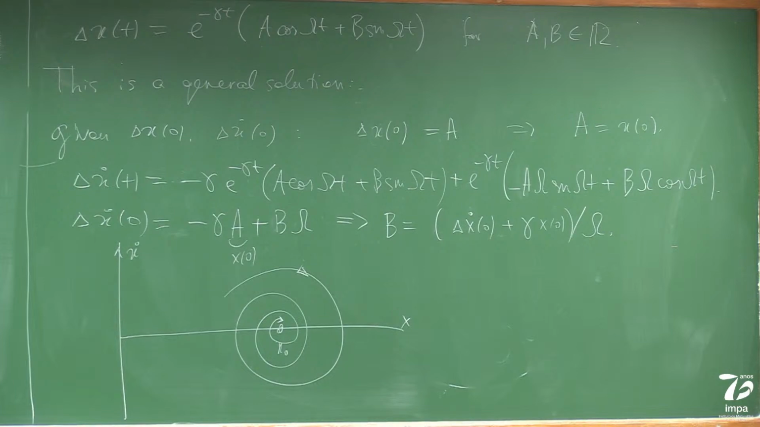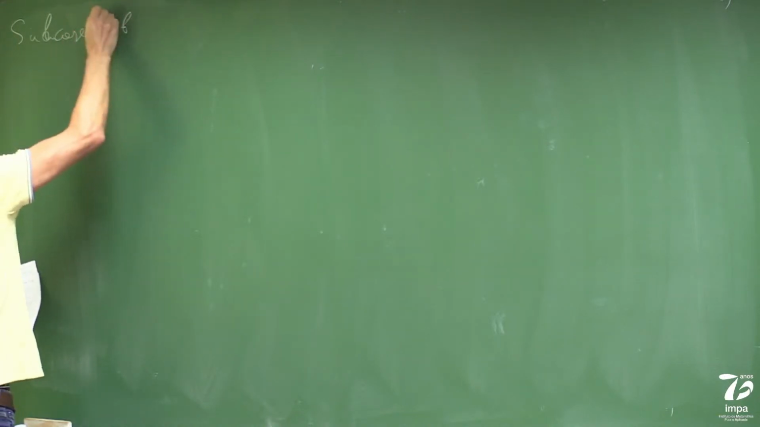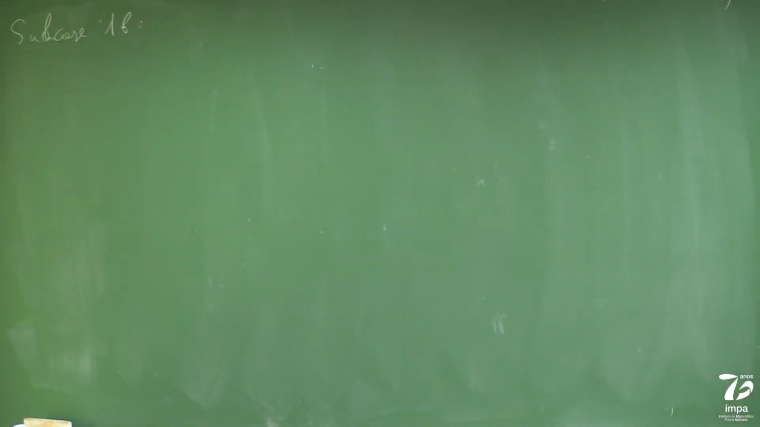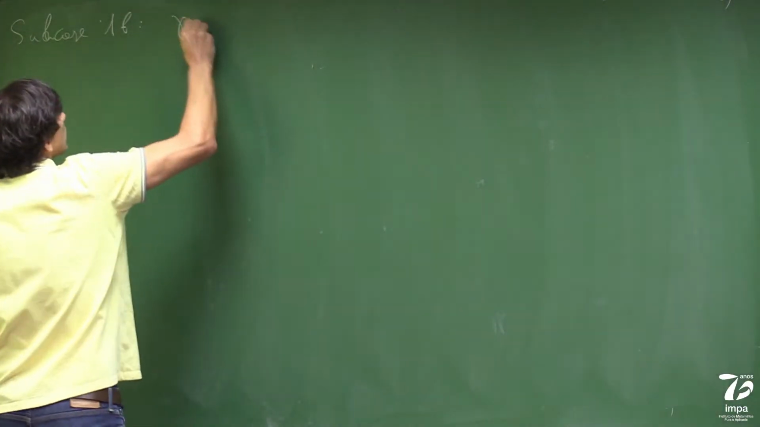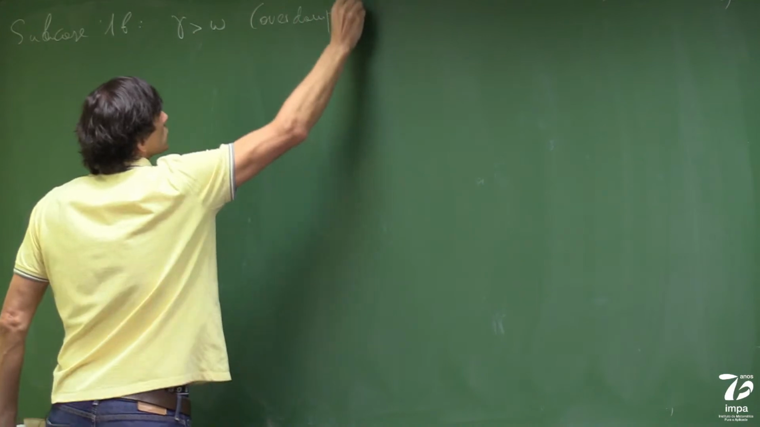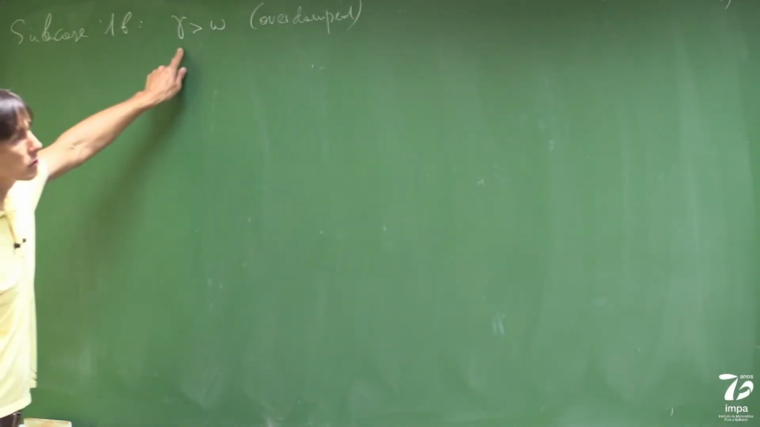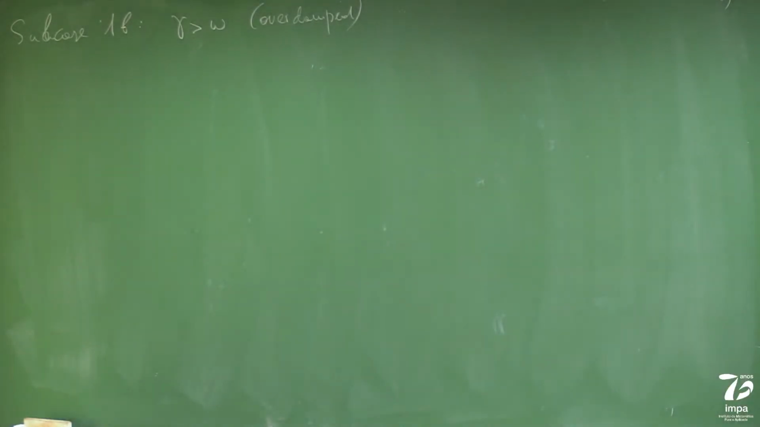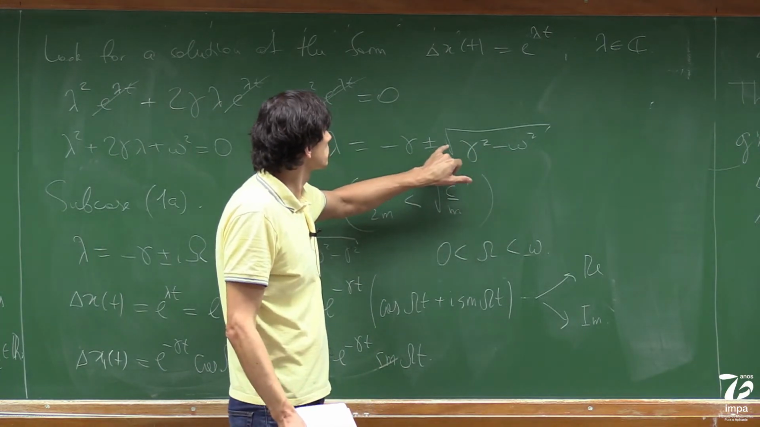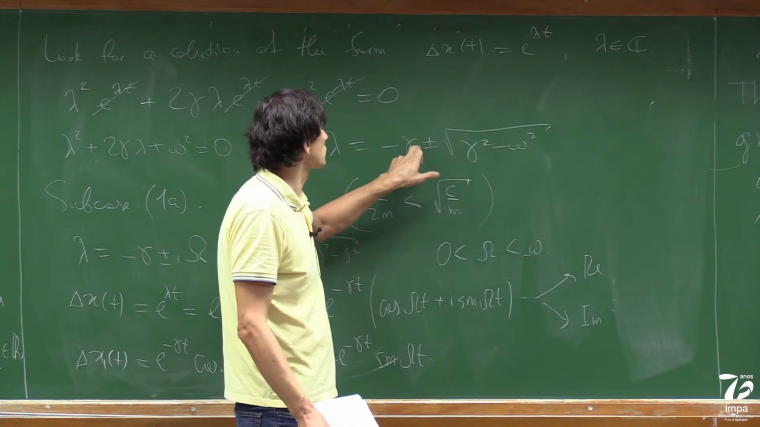So case B is the opposite. It will be subcase 1b. Well, that's just vice versa. Gamma bigger than omega. So it's kind of overdamped. So the damping is strong. If it's strong, then this square root is now real, and it gives two real values. So it's just one with a plus, another with a minus.